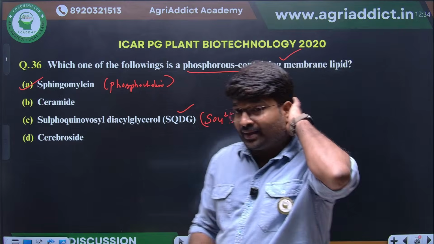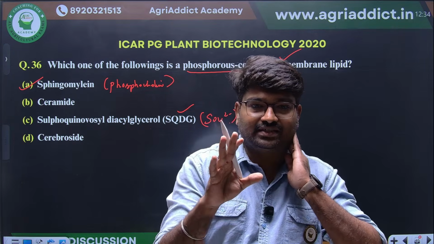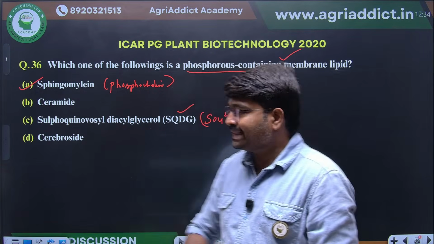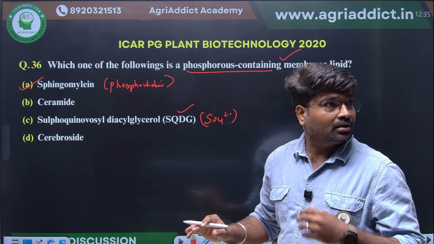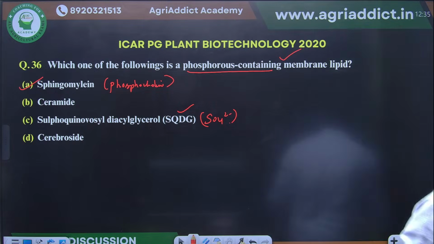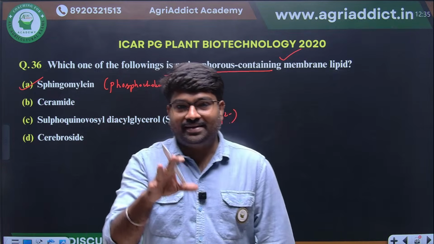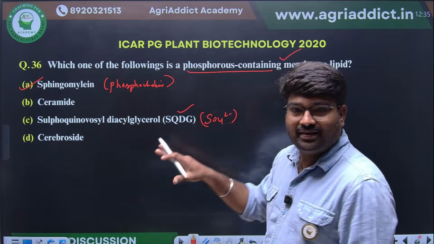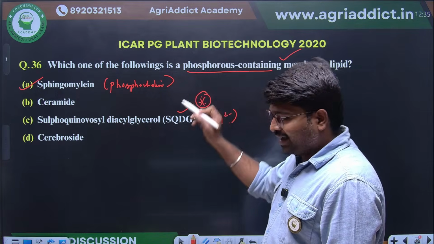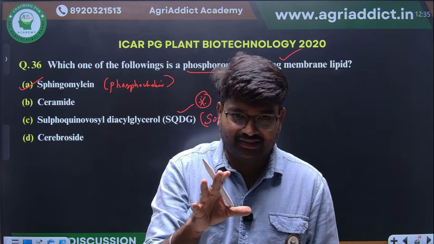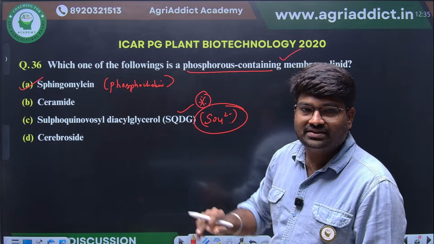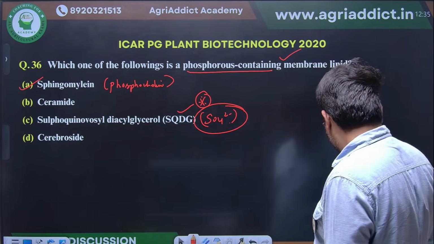And if a plant is growing under phosphorus deficient condition, these phospholipids will be converted to sulfolipids. This is a very important point. If a plant is growing under phosphorus deficient condition, the phosphate will be replaced by sulfate. That's why SQDG will be accumulated in phosphorus deficient soil condition.